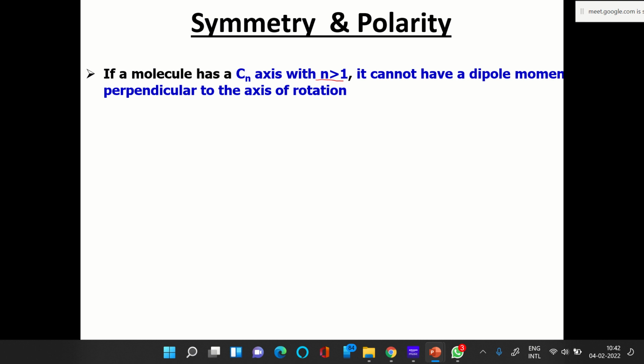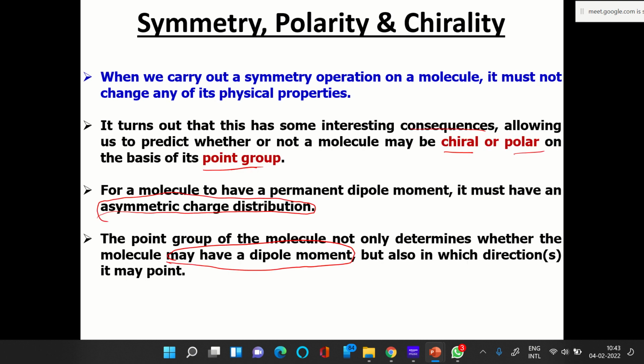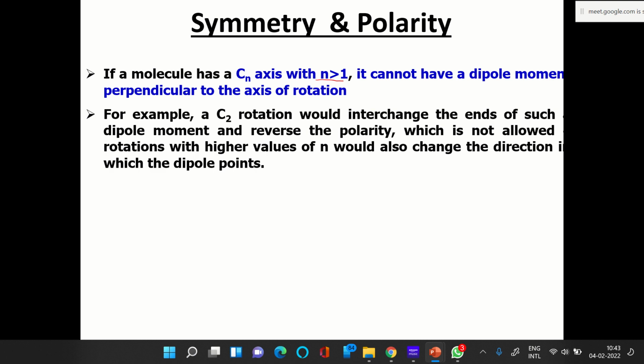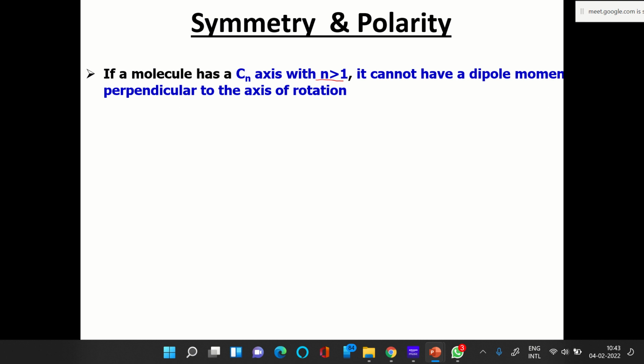If you have a Cn axis and a dipole perpendicular to it, and you rotate it, then the dipole moment will change. One thing that we have just said, remember what we have highlighted, there should not be a change in the physical property. So if you have a dipole moment perpendicular to the Cn axis, then one rotation and the direction of the dipole moment will change. A positive value may turn to a negative. That is not allowed, so then it will not be a symmetry operation.